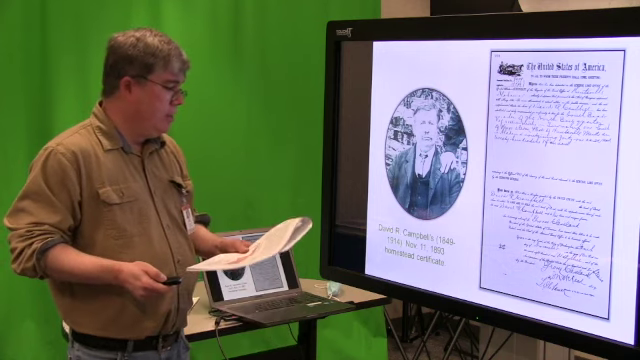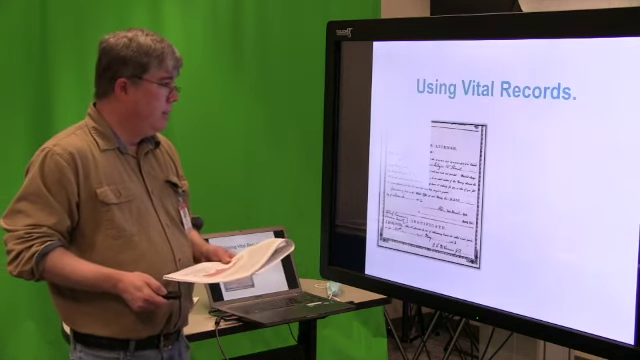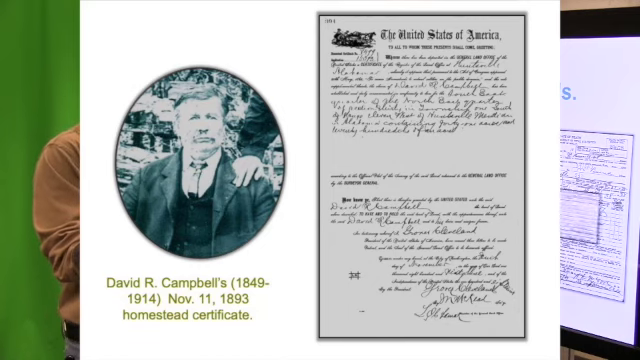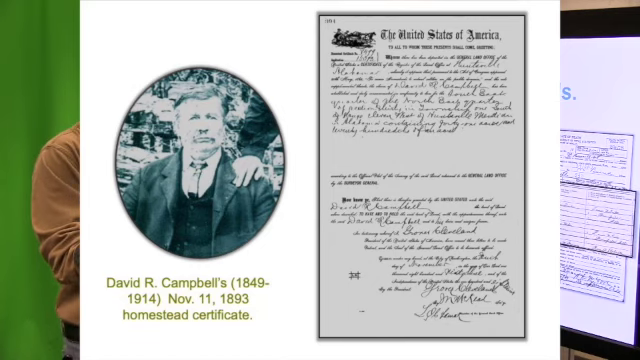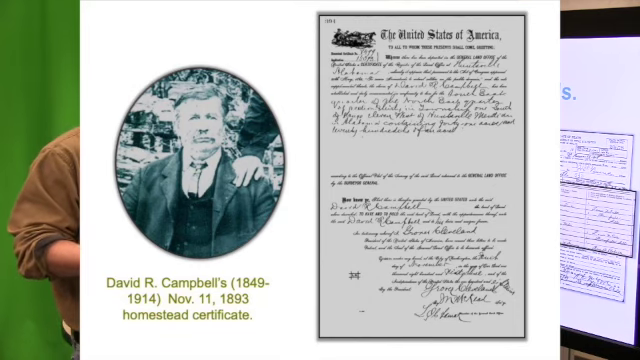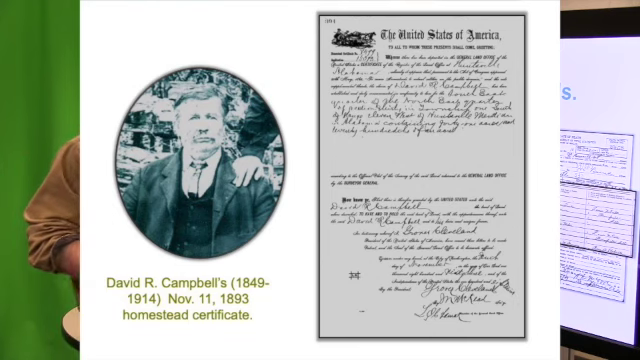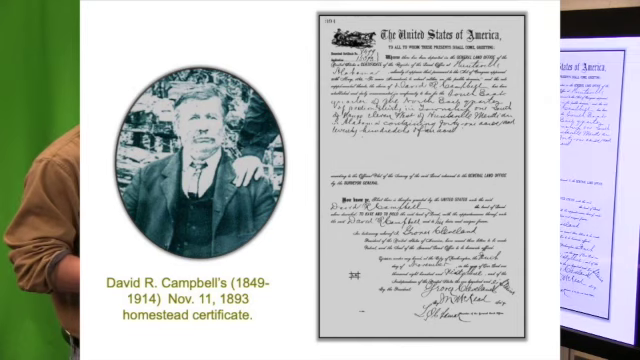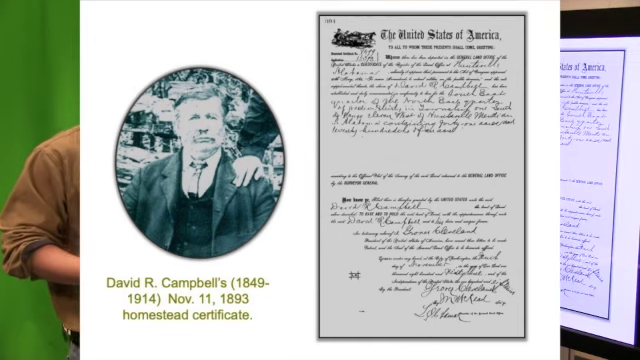This is David R. Campbell's homestead certificate. And that was a land deal that the federal government came up with under Abraham Lincoln in 1862, which became effective on January 1st, 1873, providing for the taking up of 1/4 section or less of unappropriated public lands, by anyone meeting the following requirements.